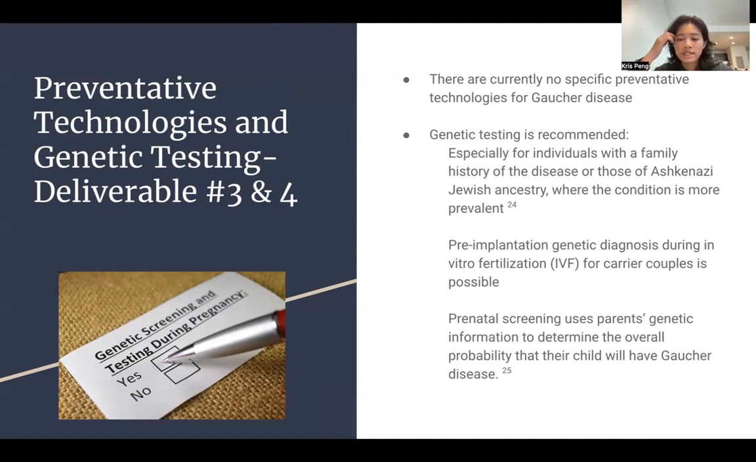Pre-implantation genetic diagnosis during in vitro fertilization for carrier couples is possible. Prenatal screening uses parents' genetic information to determine the overall probability that their child will have Gaucher disease.